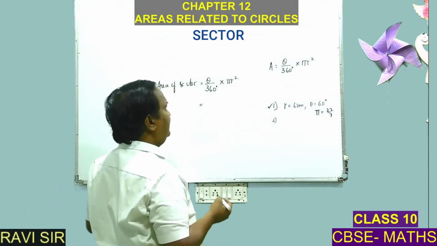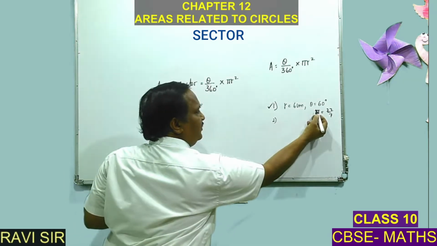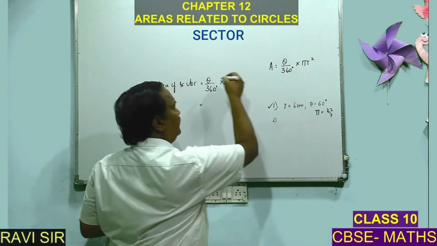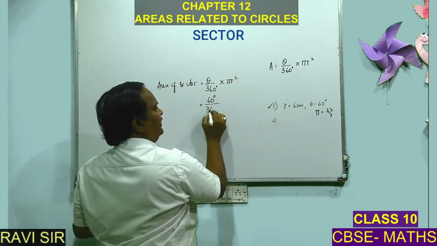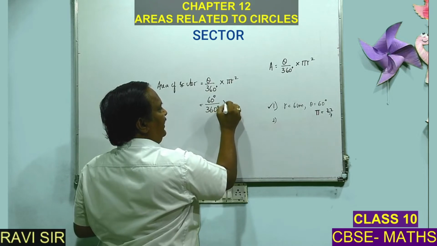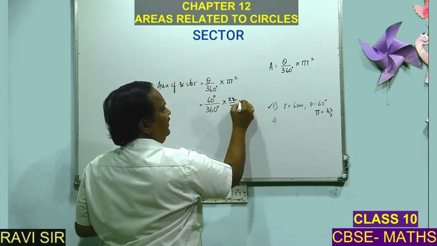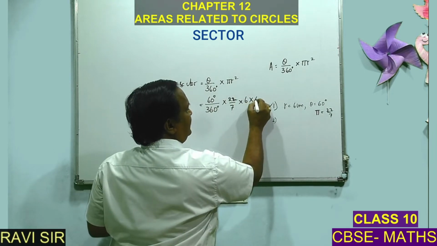So, please be careful. Now, after that, execution, that means substitution of these values in the formula. Theta is 60 degrees by 360 into pi value, let me write 22 by 7, into radius, how much? 6. Let me write 6 into 6.